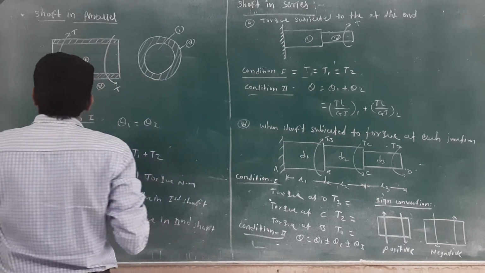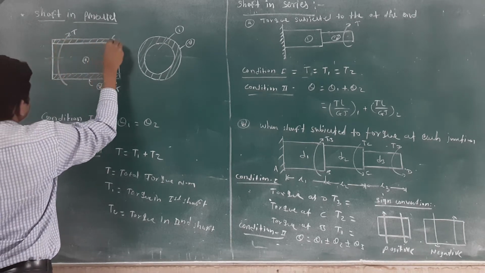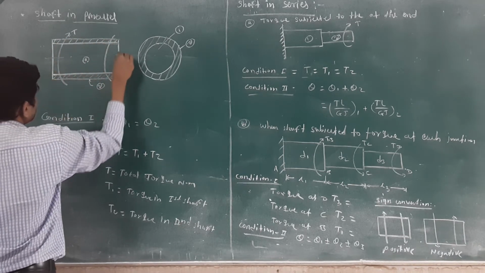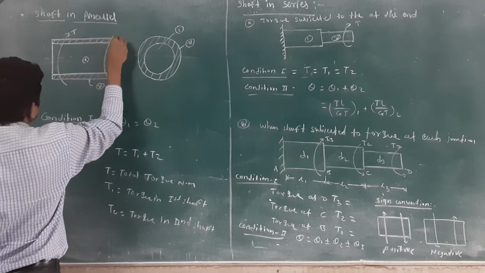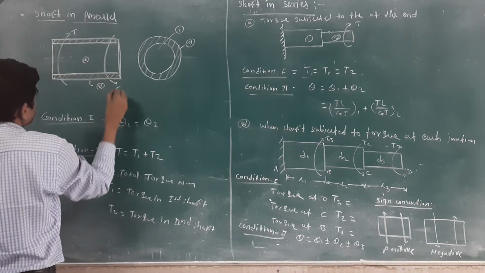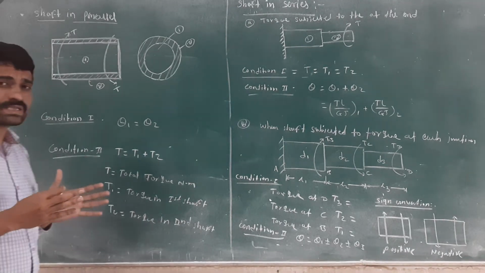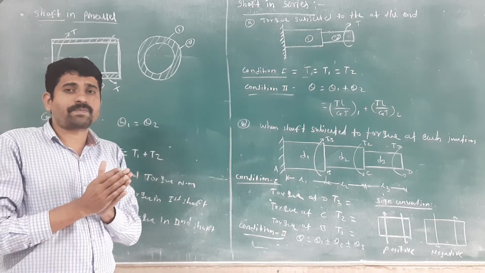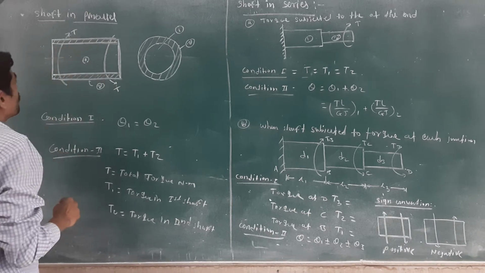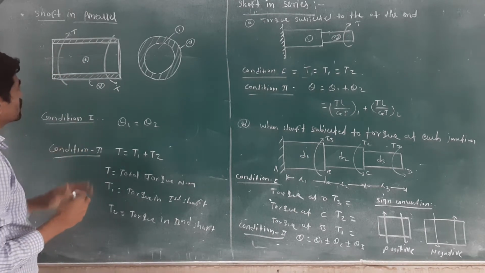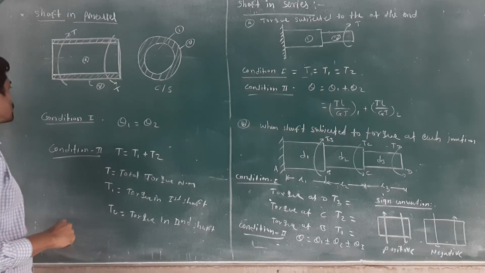Check that. Here I have considered two different materials. Suppose this is the first part. Okay, this one is the first part. Suppose the material is given as MS, and this is the second part, the outside. Suppose this material is given as brass. Okay, these two materials are connected to each other coaxially. Check that. This type of shaft is called a parallel shaft. If you take the cross section of that shaft, then you will get the cross section in this way.